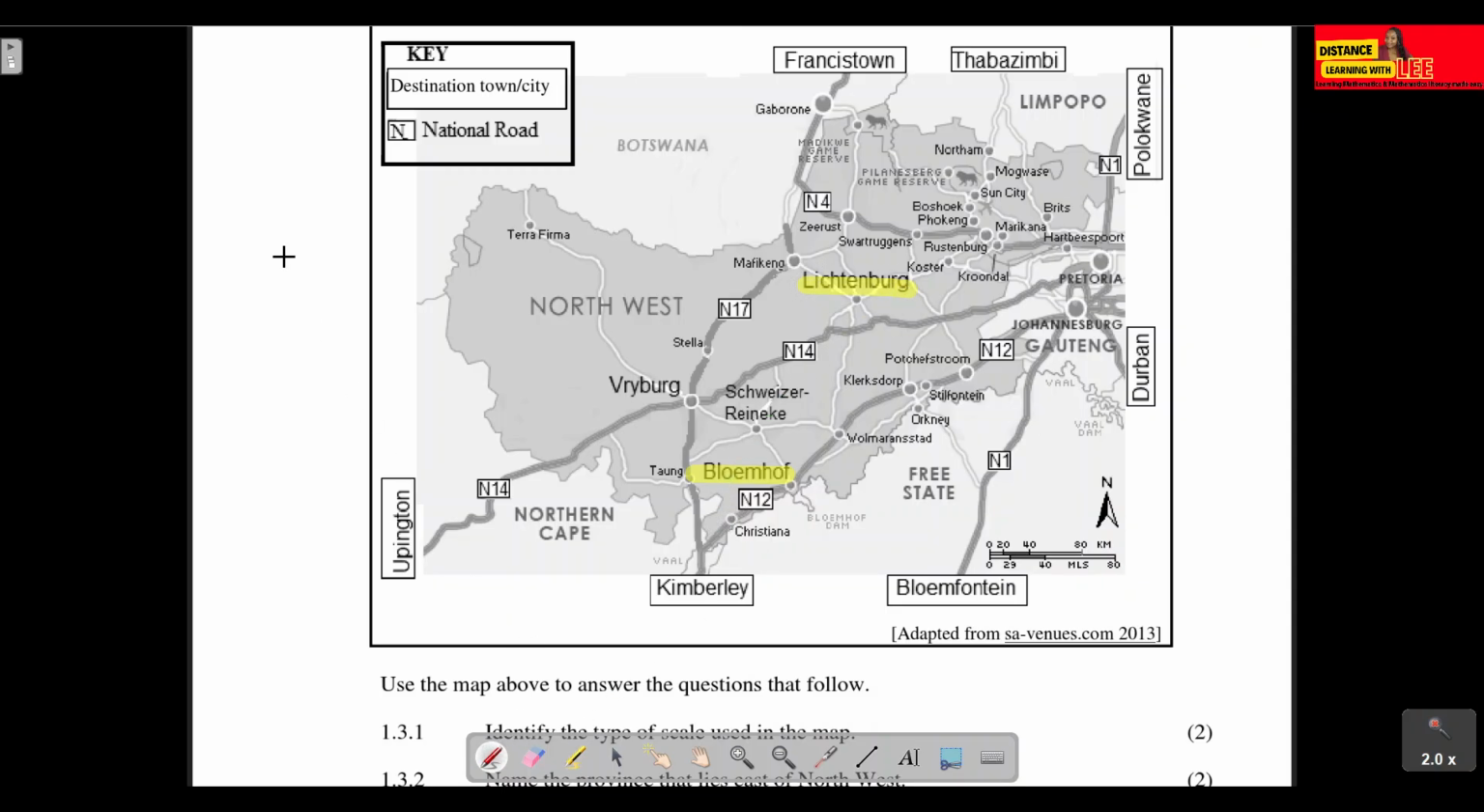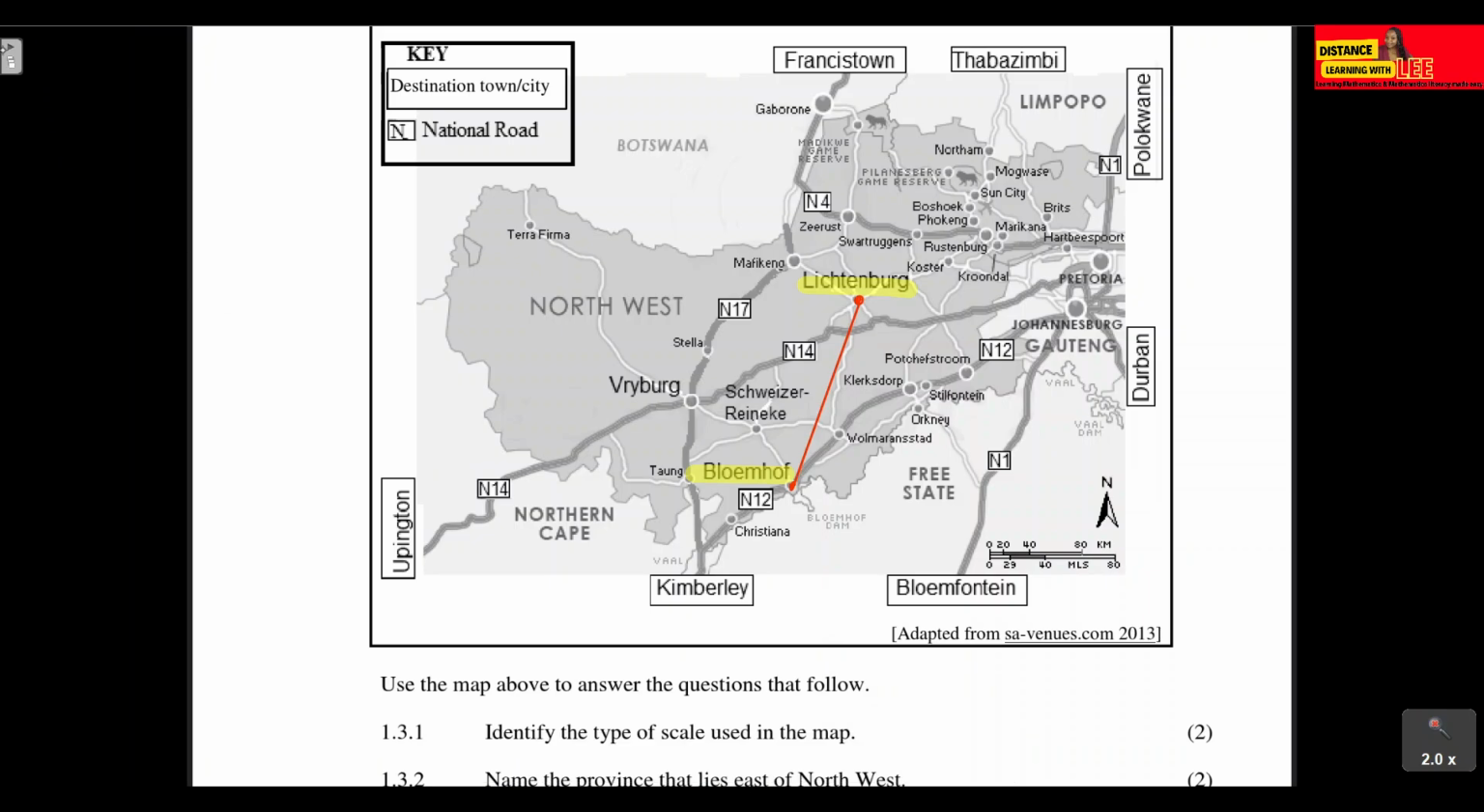But remember, guys, we need to find the dots that go with these places. Okay, the Blomwolf dot, that is the dot there. The Lichtenberg dot, it's there, right? All that we need to do, guys, is literally take your ruler and measure the distance from there to there. And they're telling you to measure the distance in millimeters.